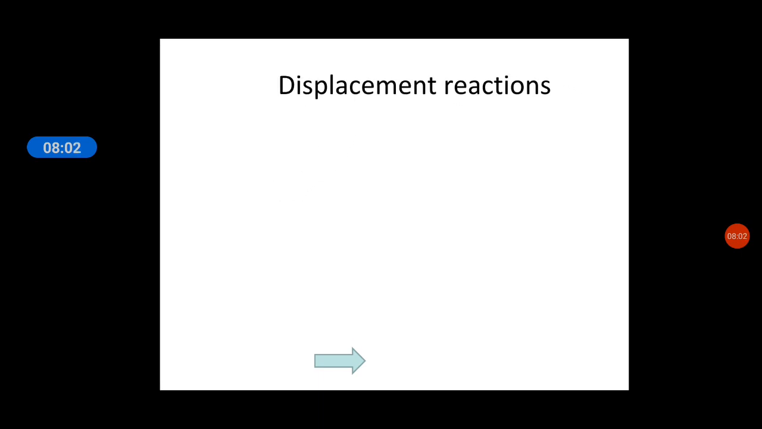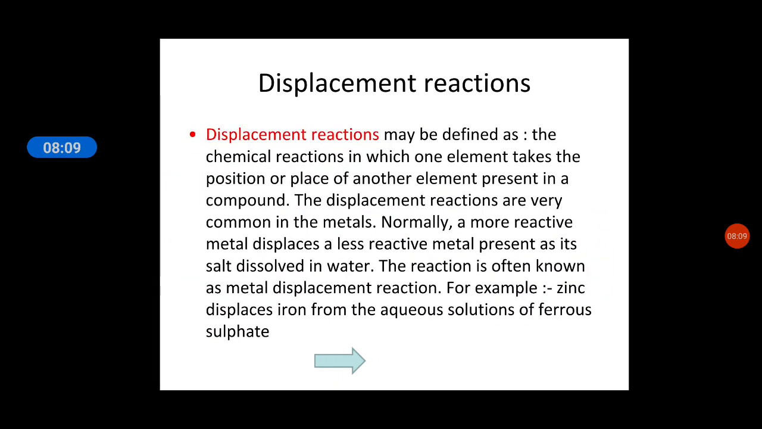Now displacement reaction, which is also called replacement reaction. Displacement reaction may be defined as the chemical reaction in which one element takes the position or place of another element present in the compound. Displacement reactions are very common in metals. Normally a more reactive metal displaces a less reactive metal present as its salt dissolved in water. The reaction is often known as a metal displacement reaction.